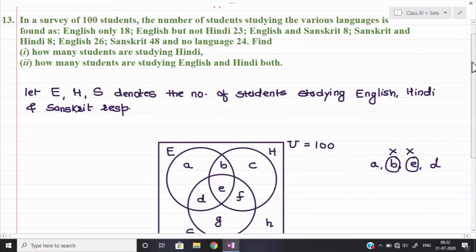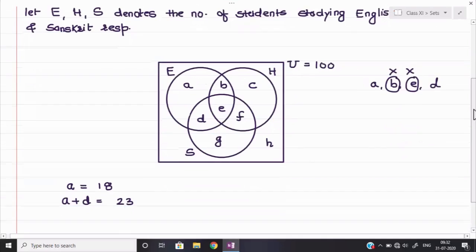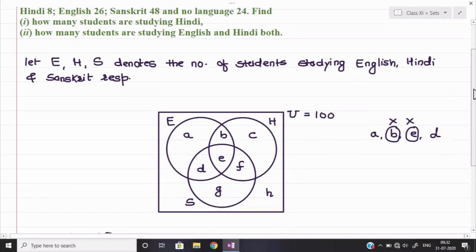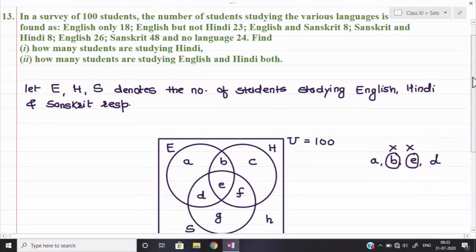Similarly, English and Sanskrit is given 8, so the common element between English and Sanskrit, that is D plus E, is given here 8. Sanskrit and Hindi, as you can see, that is E plus F. Remember, Sanskrit and Hindi both they are studying, that's why I am taking the common element between Sanskrit and Hindi. Right? Now what is the further information? Sanskrit and Hindi I have covered. English 26 and Sanskrit 48 and no language 24.